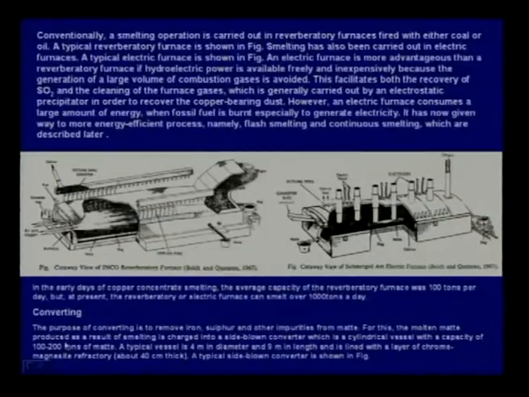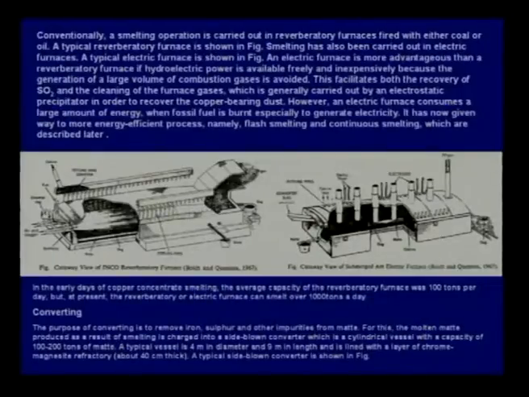For this, the molten matte produced as a result of smelting is charged into a side blown converter, which is a cylindrical vessel. I will show you a picture of that, with a capacity of 100 to 120 tons of matte. It is not a continuous process, because you charge the matte, it is like steel making. You will produce blister copper, pour it out, then take a fresh amount of matte and again do converting. So, at a time you will process 100 to 120 tons of matte.